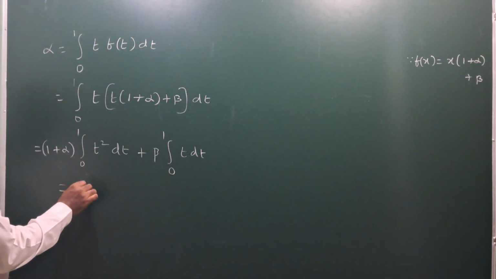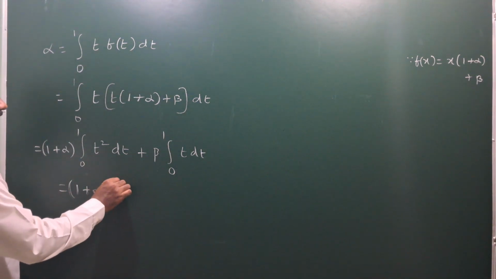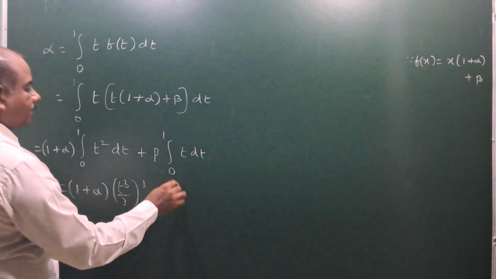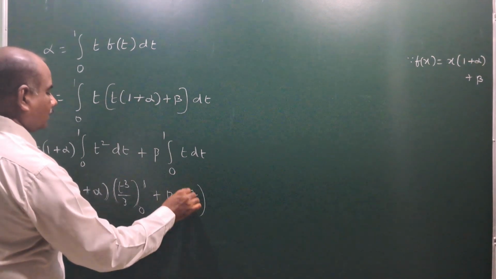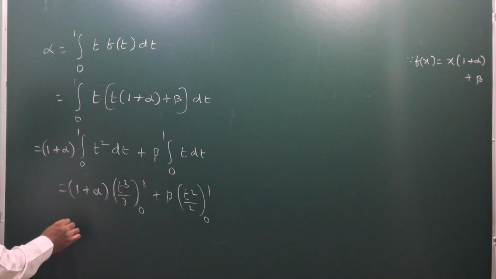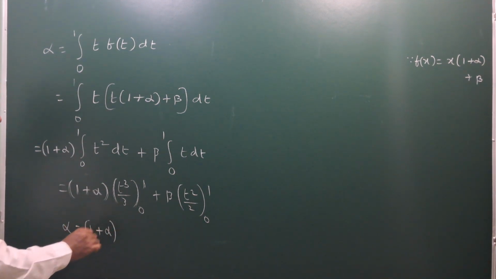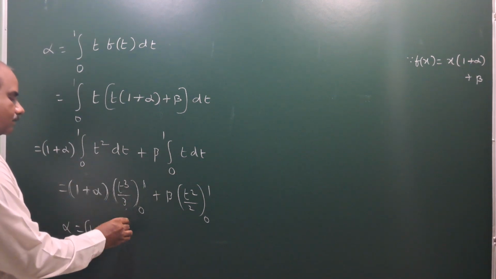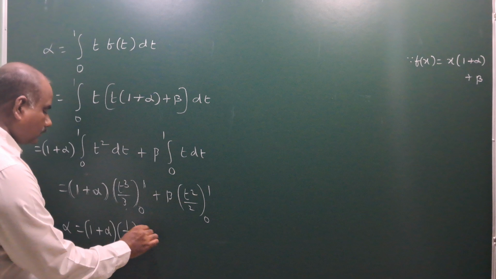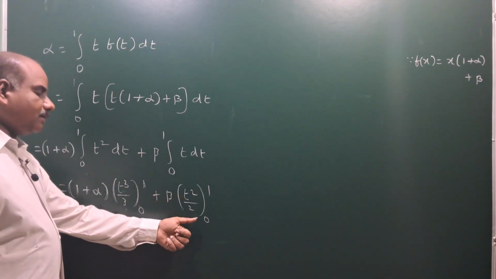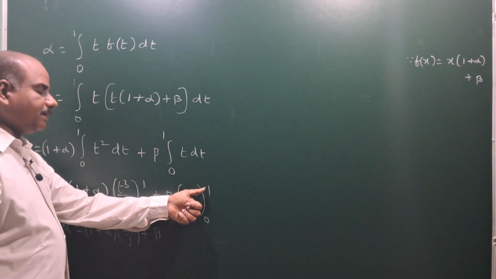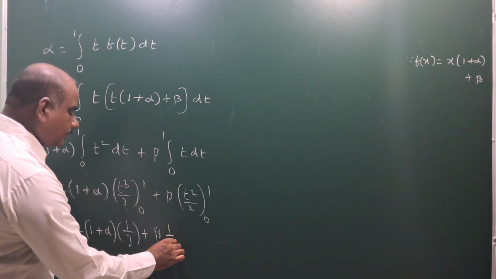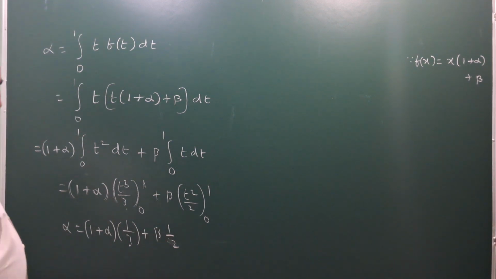Okay, this is equal to (1 plus alpha) into integral of t square, which is t cube by 3, and the limits are 0 to 1, plus beta into integral of t dt, which is t square by 2, the limits are 0 to 1. Therefore alpha is equal to (1 plus alpha) into, upper limit 1, lower limit 0, so 1 cube by 3 minus 0 cube by 3, so finally it is 1 by 3, plus beta into 1 square by 2 minus 0 square by 2. First we have to substitute the upper limit and then lower limit, upper limit minus lower limit. 1 square by 2 means 1 by 2 only, so 0 square by 2 means 0. Now we have to simplify this.